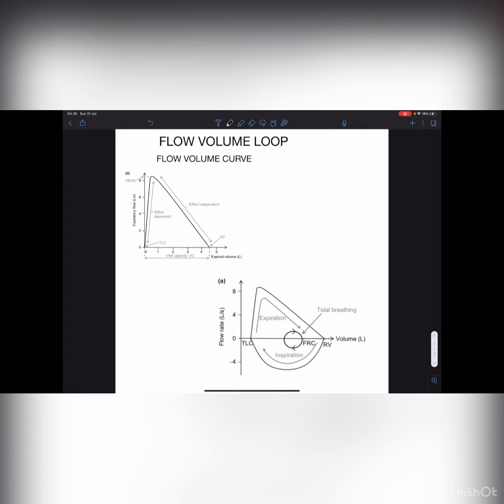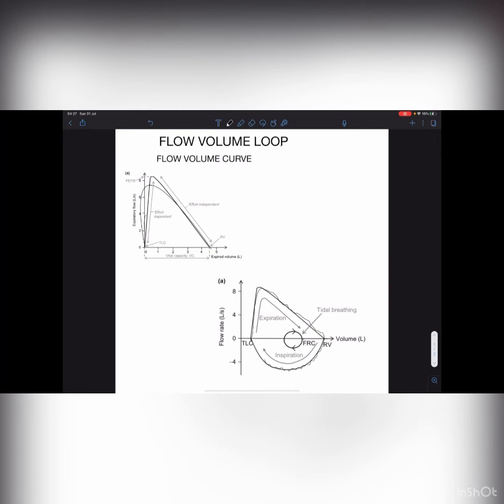Now remember, we are studying spirometry, and this is part of the pulmonary function test. In this, the patient is asked to take a deep breath in and exhale into the spirometer. So that's how you get the expiratory flow volume curve. If you look at this picture here, that's the expiratory flow curve.